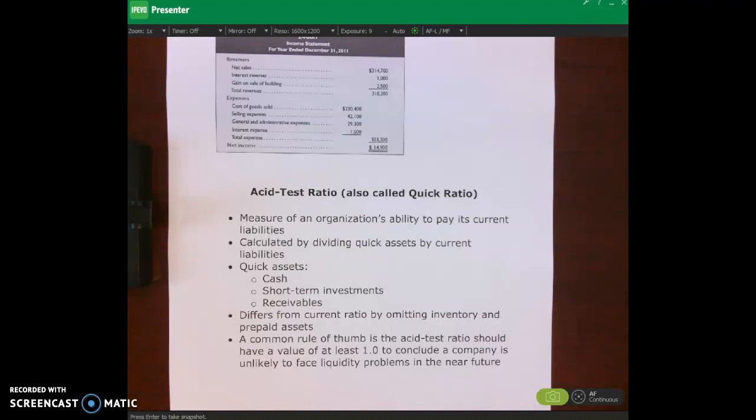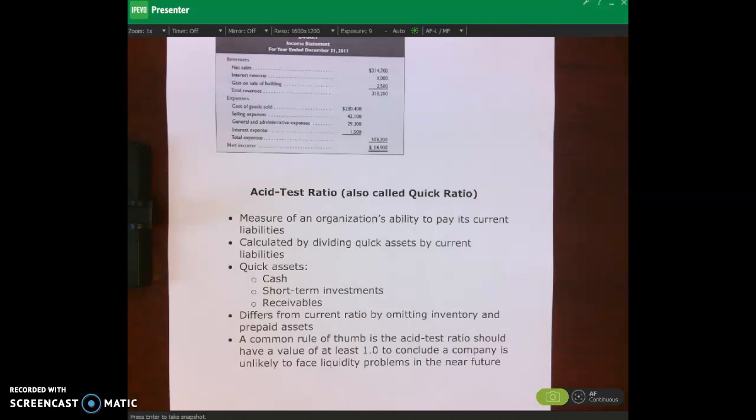So all quick assets are current assets, but not all current assets are quick assets. Some examples of current assets that are not quick assets: supplies, prepaid expenses, merchandise inventory. The quick assets that we're talking about are cash, short-term investments, and receivables.